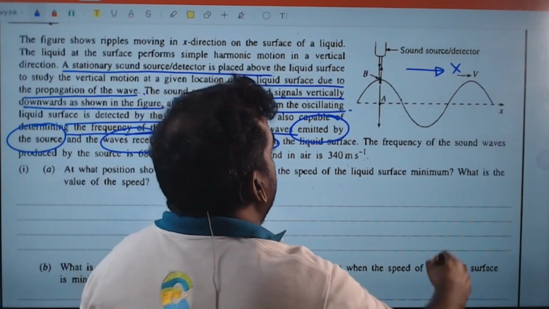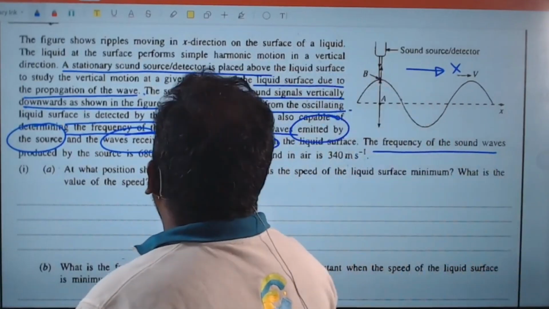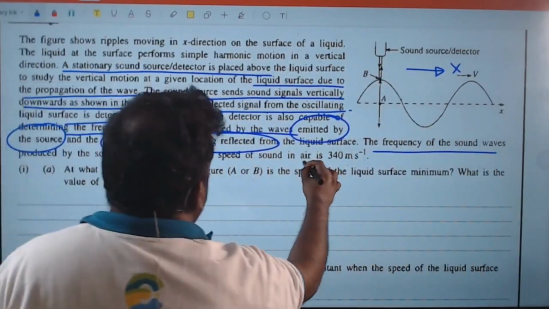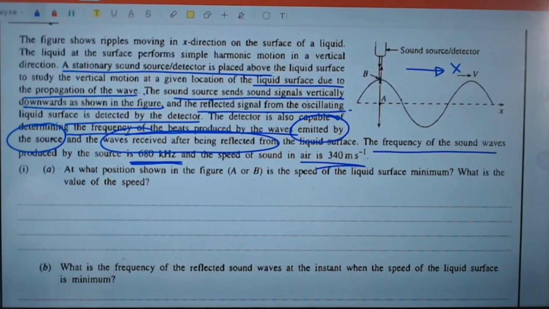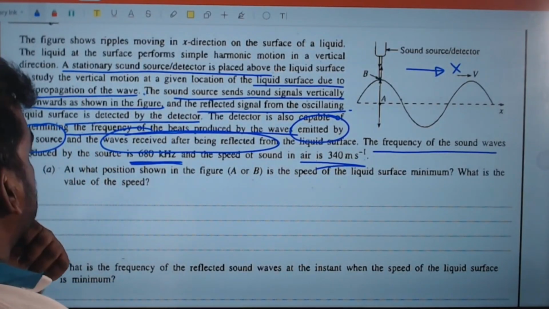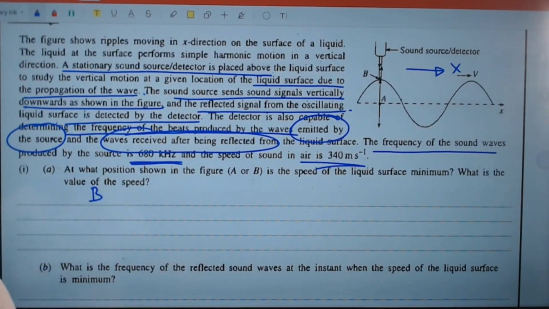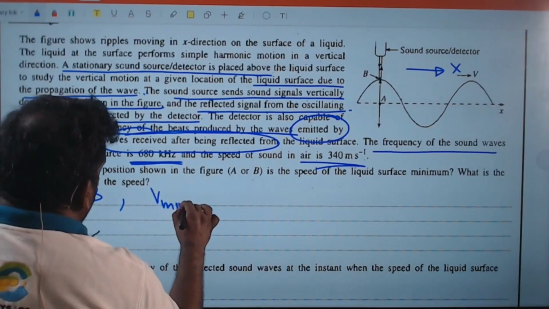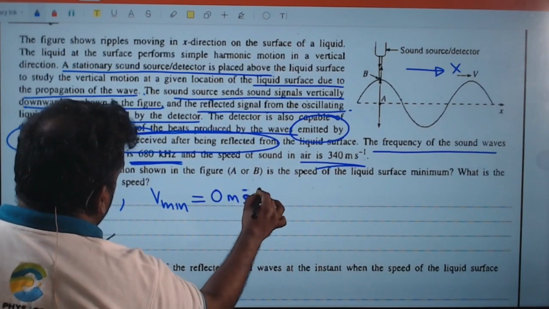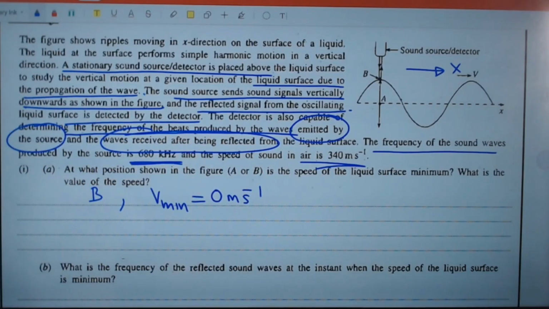The frequency of the sound wave is 680 kilohertz, speed of sound in air 340. At what position shown in figure, A or B, speed is minimum? Speed is minimum at B. What is the value of the speed? Minimum speed is 0 at the highest location. So these are basic questions they will ask. In simple harmonic motion, the lowest speed is at the highest location.